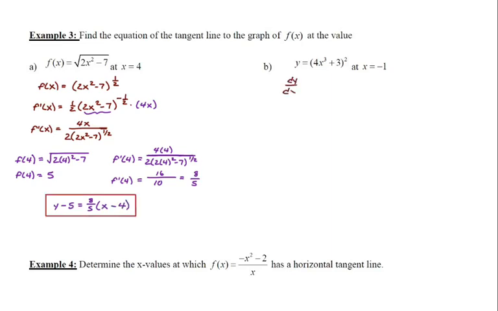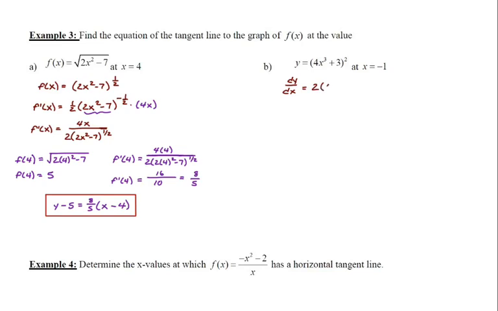You could write it in slope-intercept form or move the 5 over if you wanted y equals. There's a couple different ways to write it, but I usually leave it in point-slope form unless I need to write it in function notation or something.